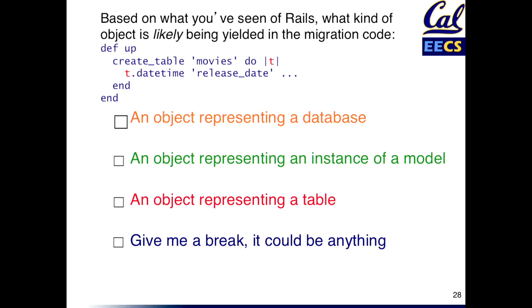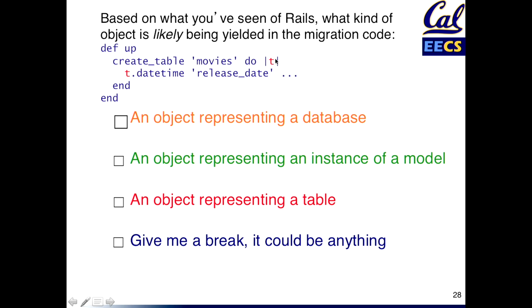So based on that, here's a question about migrations, even though you've technically not seen them until 5 minutes ago. But based on what you've seen about Rails, based on what you know about Ruby and yield and how that stuff works, this is a snippet of the up method that I just showed you in the example. And the question is, when it says create table and something is yielded back to this do block, what is probably the type of thing that is yielded back?